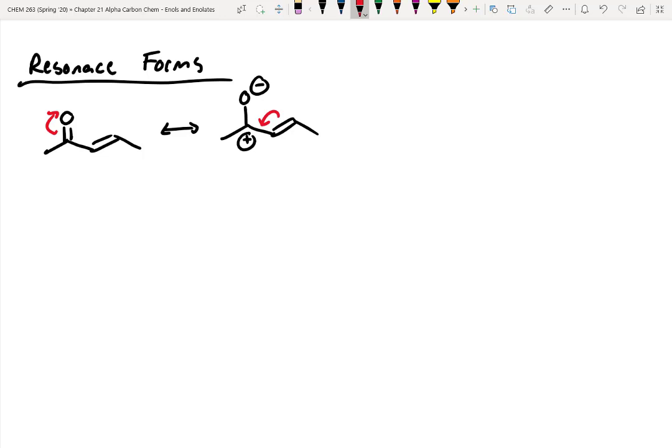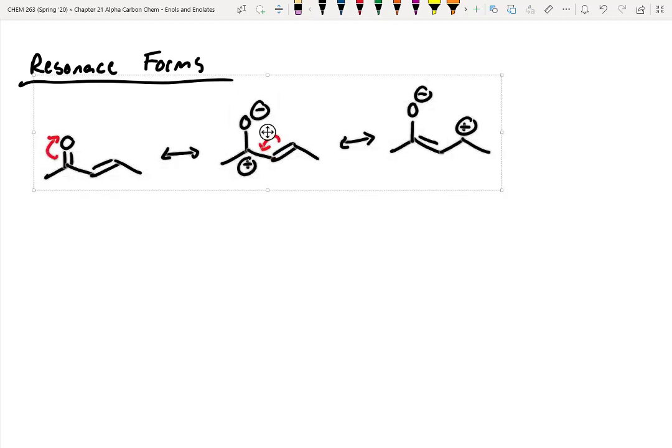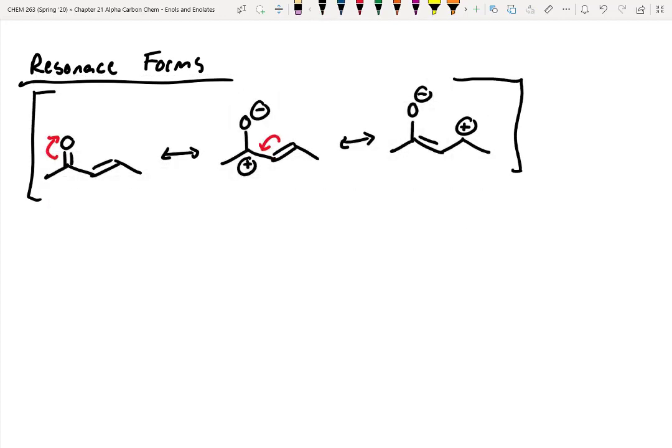And then we can pull this pi bond over. And that would give us a double bond right here and a positive charge right there. So really what we have are three major resonance structures, or three significant resonance structures, I should say, for this original ketone, right? And it's interesting because if we think about the hybrid form, we've got partial positives on two different sites. So let's go ahead and draw the hybrid.